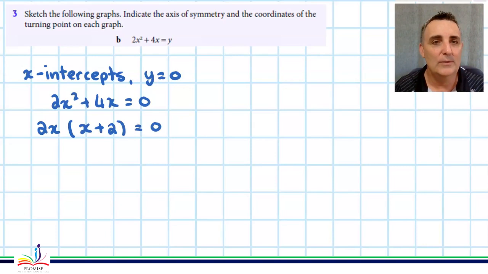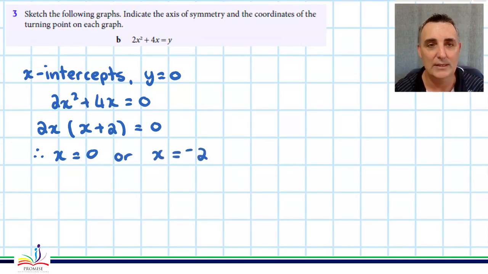Null factor law is what we're using to solve this for x. And it's like when you're multiplying two things together and the answer is 0, then one of those things has to be 0, which means that x is either 0 or x equals -2. There's two answers. Well, they're the two roots for the equation.